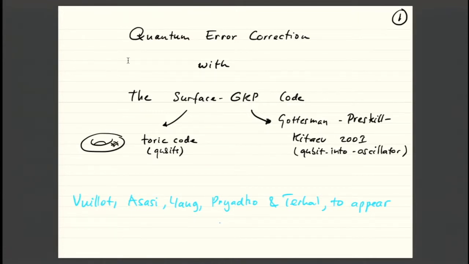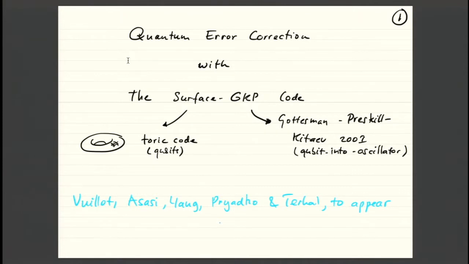But you may not be so familiar with another code that was proposed by Kitaev, among others: Gottesman, Preskill, Kitaev. That I refer to as the GKP code. And so my talk is about what we call in coding theory a concatenation of these codes.